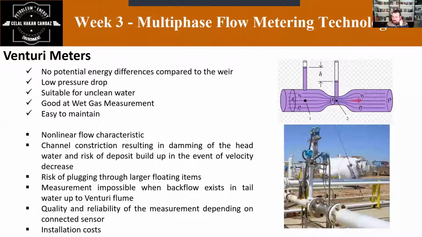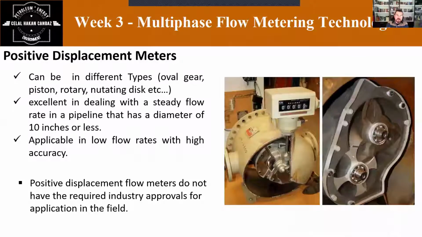Another one is the positive displacement meters. Positive displacement meters come in different types, different shapes as well, like oval gear, piston, rotary, rotating disc, etc. So this gives the flexibility of using the correct shape according to the design of your production line.